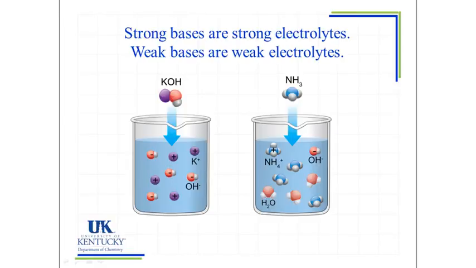Weak bases are weak electrolytes. Ammonia, NH3, is one of the most common examples of a weak base. When I put NH3 in water, what I get are primarily NH3 molecules in solution and a small amount of NH4 plus ions and hydroxide ions.